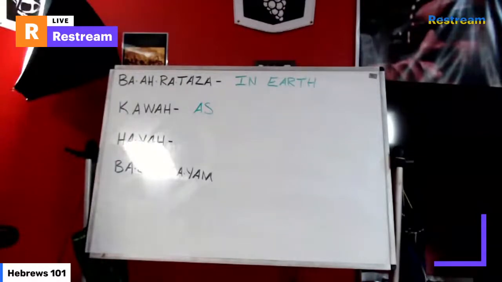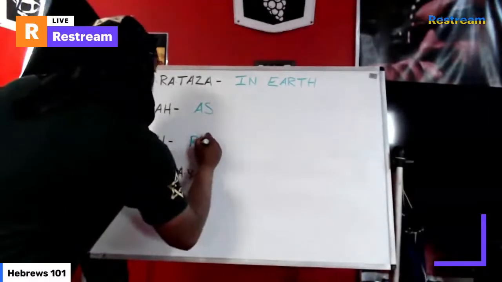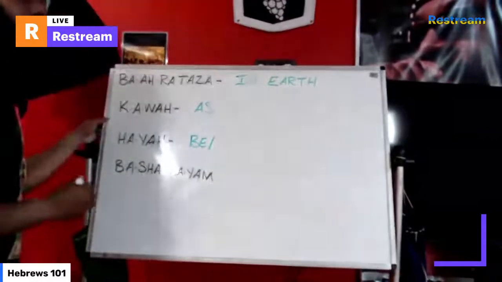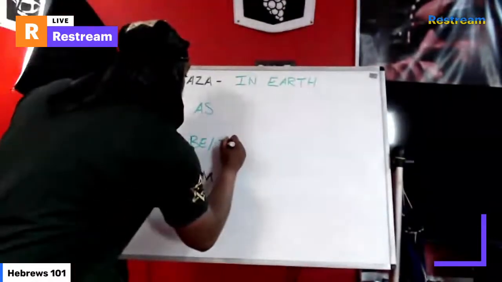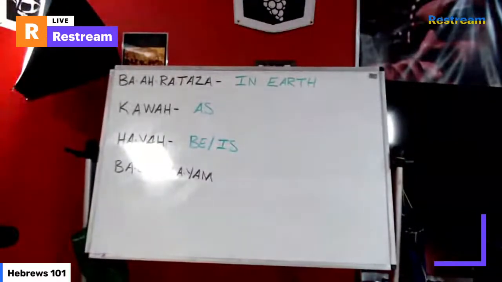So now what is Hayah? What is Hayah? B. Okay, it is B. Very good. We know Hayah to be B. Is. Okay, all right, is. All right, and then we have Bashamayim.